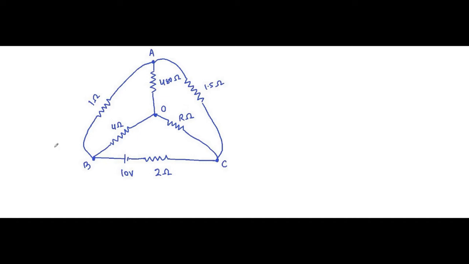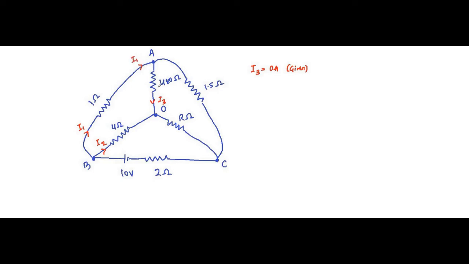Okay, so let us say this current is I1, this current is I2, and let's say this current flowing through this branch OA is I3. Now here I3 is equal to 0 ampere. This is given in the question. The current in the branch OA is 0. So this is I1, this is I2.